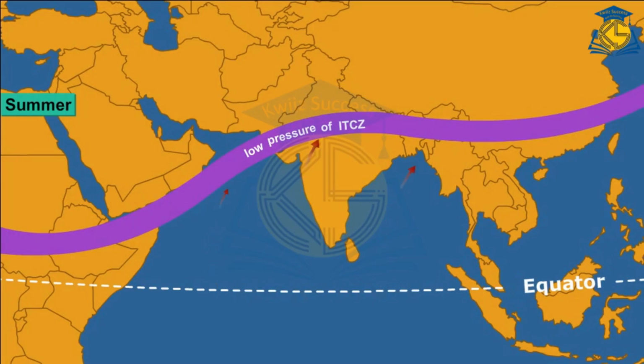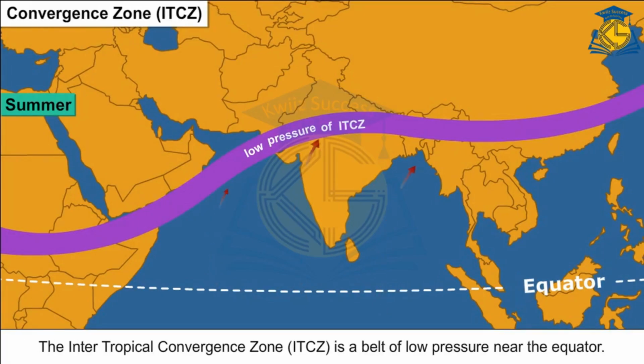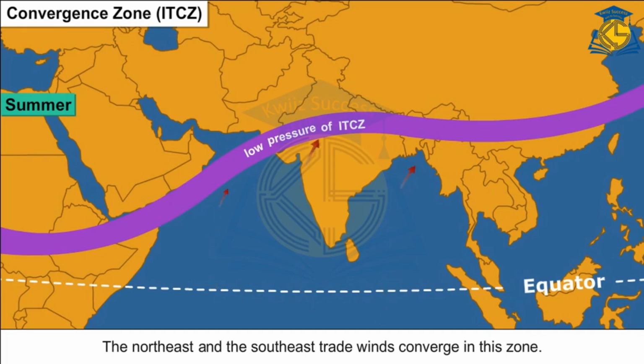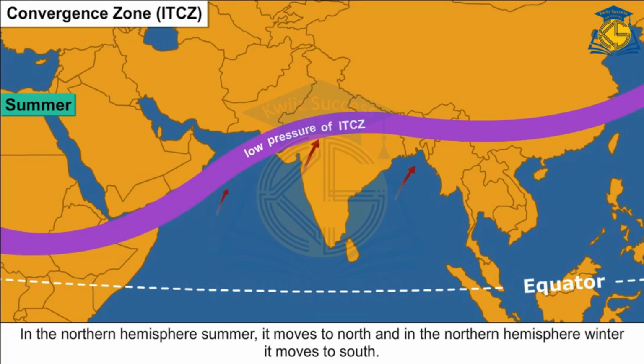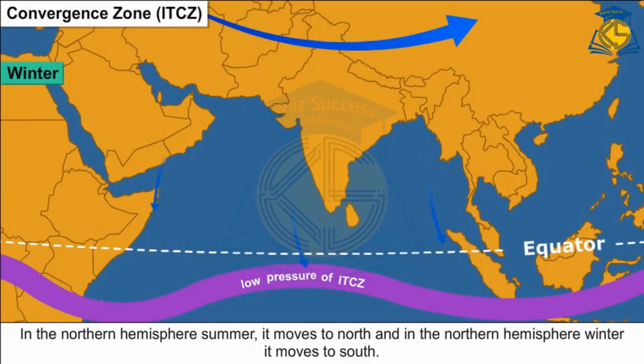Intertropical Convergence Zone, ITCZ. The Intertropical Convergence Zone, or ITCZ, is a belt of low pressure near the equator. The northeast and the southeast trade winds converge in this zone. It moves north or south with the apparent movement of the sun. In the northern hemisphere summer, it moves to the north, and in the northern hemisphere winter, it moves to the south.